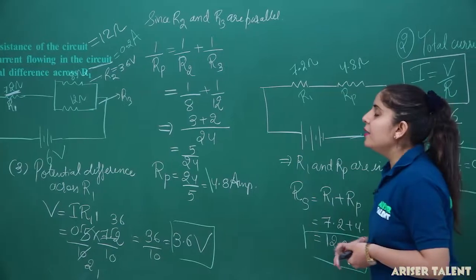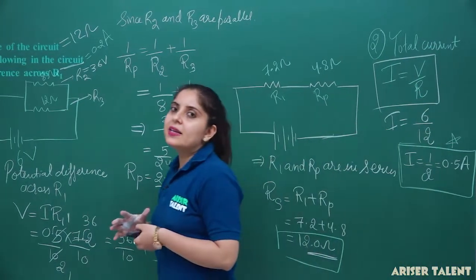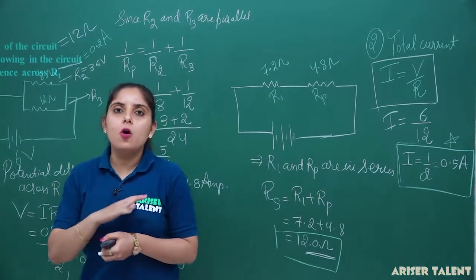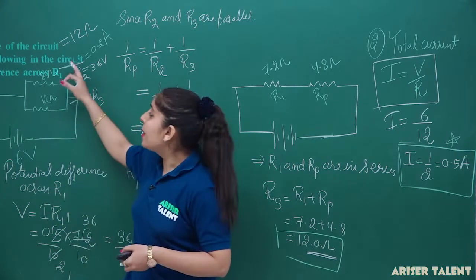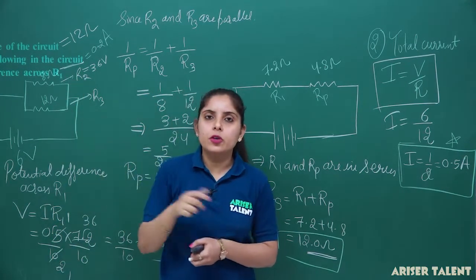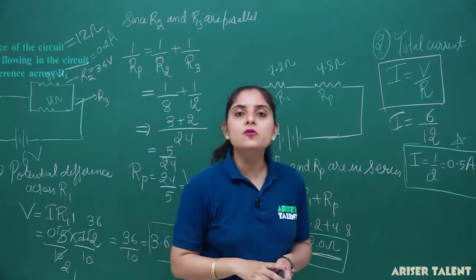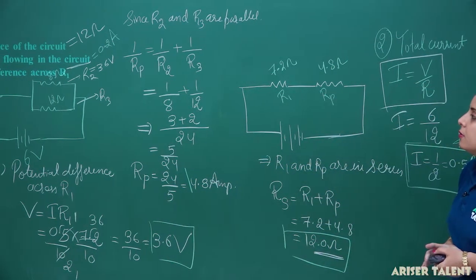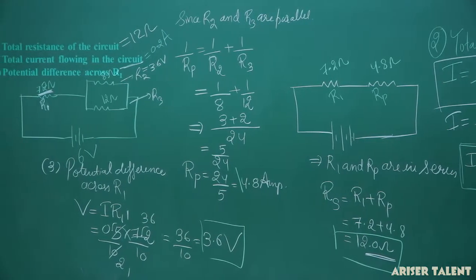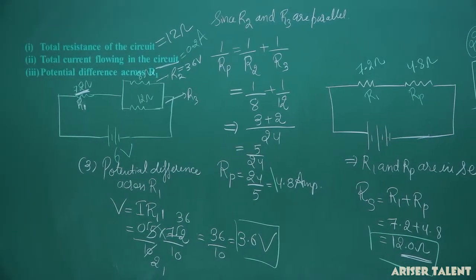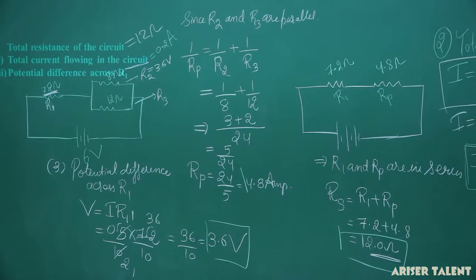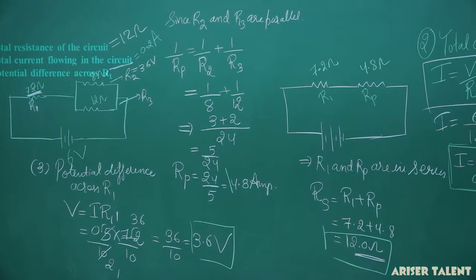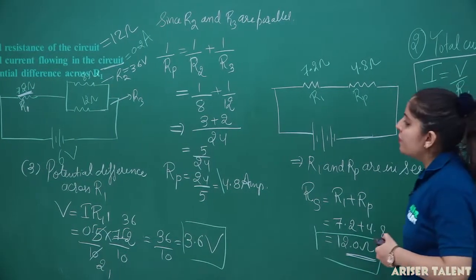So you can see that if any complicated circuit is given, firstly you have to solve all the resistances so you can determine the value of the remaining part of the question. Now copy this from here so we can proceed to the next part. Now let's move to the next question we have.